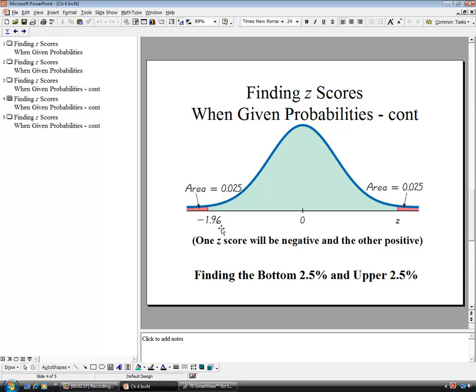Now, we can do the same thing. We can take the inverse norm of, this is 0.025, this is 0.95, so 0.975. Or we can take a look at it, and knowing that the normal distribution is symmetrical, this value with 2.5% on the tail is going to be the same as this one, only this one will be positive. So one z-score is negative, the other is positive. Our other option would be to take the inverse norm of 0.975 and we would get that value as well.